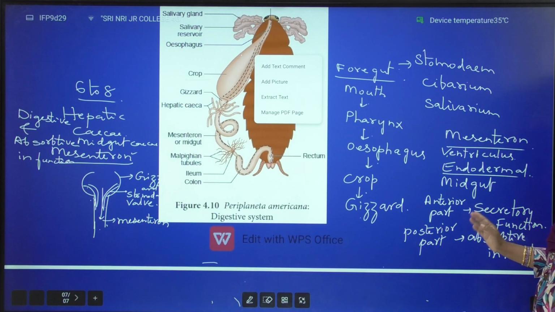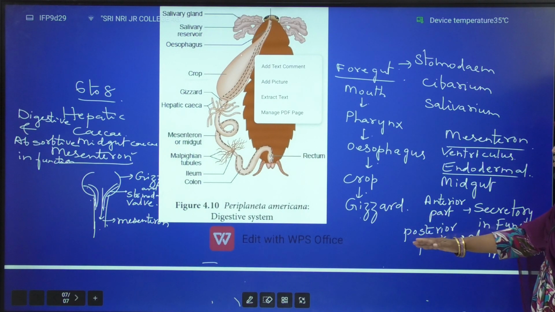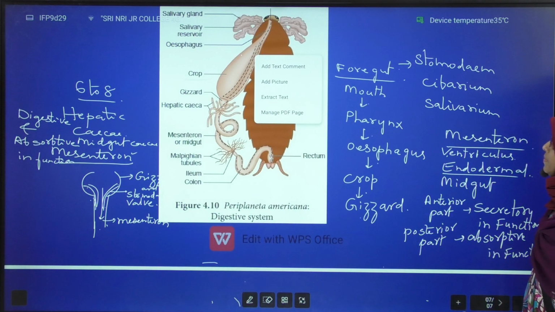From the secretory part, digestive enzymes are secreted. In the presence of digestive enzymes, digestion takes place. Next, the posterior part is an absorptive part, in which absorption of the digested food materials takes place.